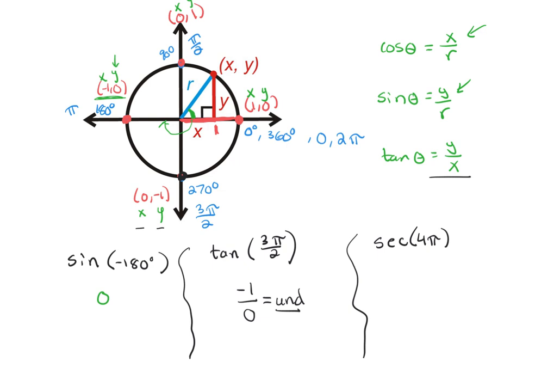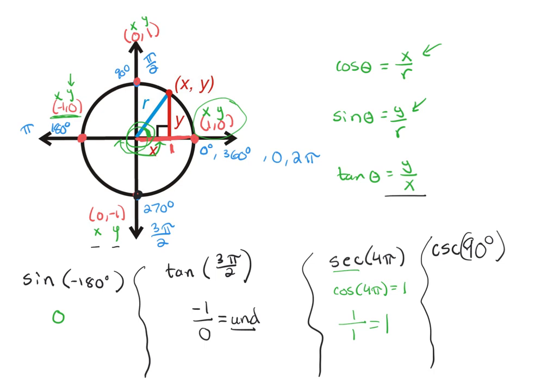So secant of 4 pi, if you remember, secant is the reciprocal of cosine. So let's go cosine of 4 pi, so that's all the way around and back. So we're looking at this point right here. So that's 1. So cosine of 4 pi is 1. And then secant is the reciprocal of that, so it's just 1 over 1. So it's still 1.